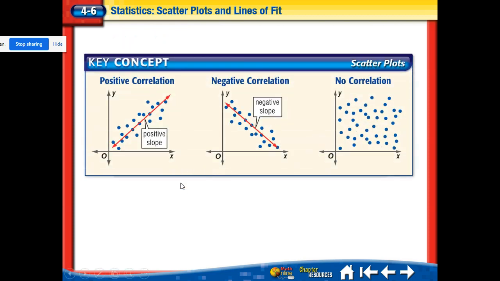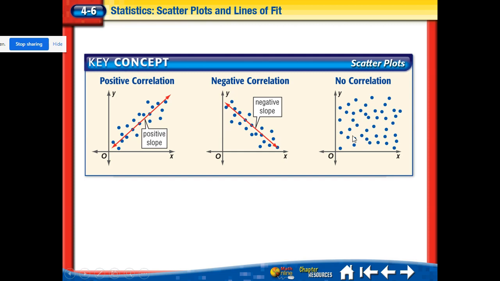So let's talk about different types of scatter plots. We have three different types. We have a positive correlation. This is where one thing gets bigger as the other one gets bigger. The more that you do this, the higher this becomes. Negative is the other way. As one gets higher, the other one gets lower. The more you practice your defense, the lower the other team's score.